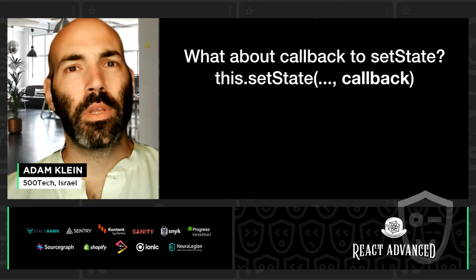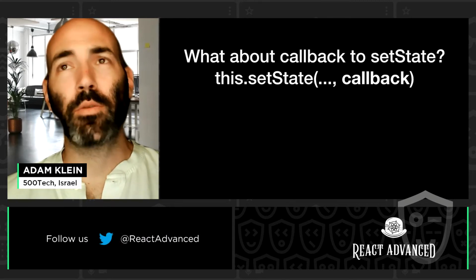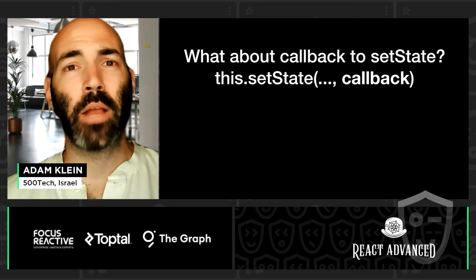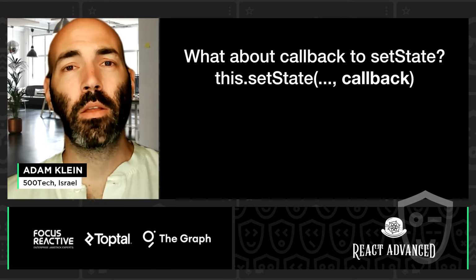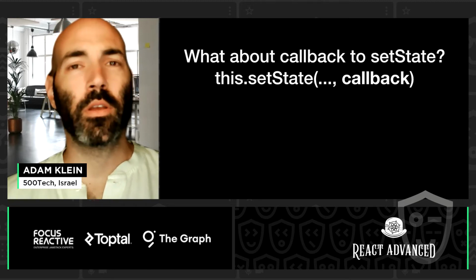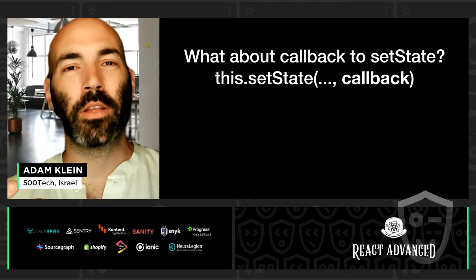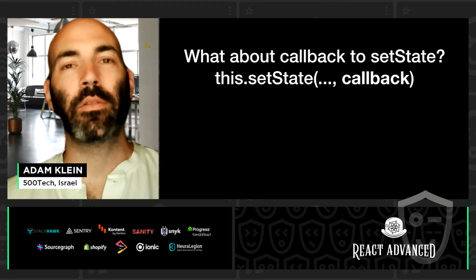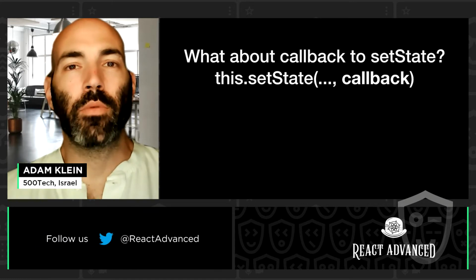This talk was born after I heard many times people ask this question on different forums. What about the callback to setState? People were migrating from using classes and calling setState to using hooks and calling useState. And they were missing this feature that you can add a callback after the state is updated. And people asked, how do I do that with hooks?